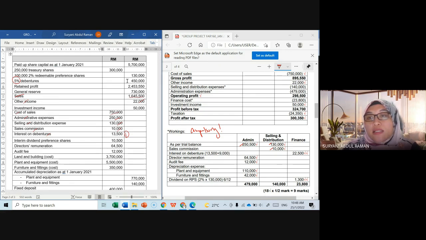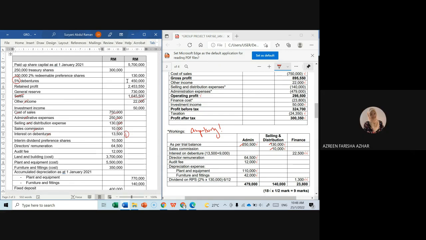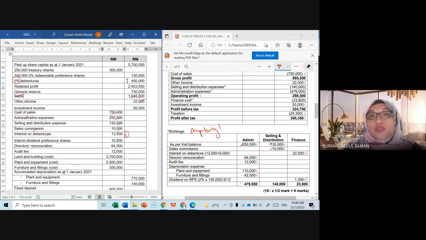How much is the interest to be paid? 22,500. Sorry? Can you please speak louder? 22,500. Very good. 22,500. But you only pay how much?